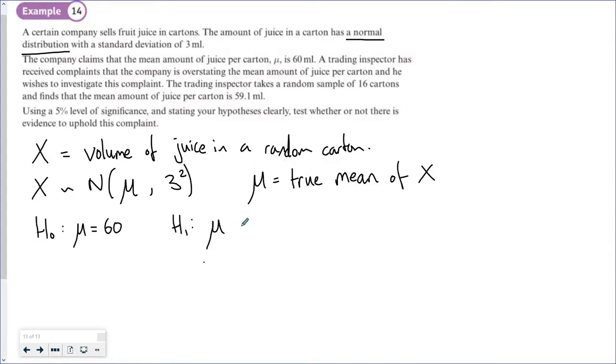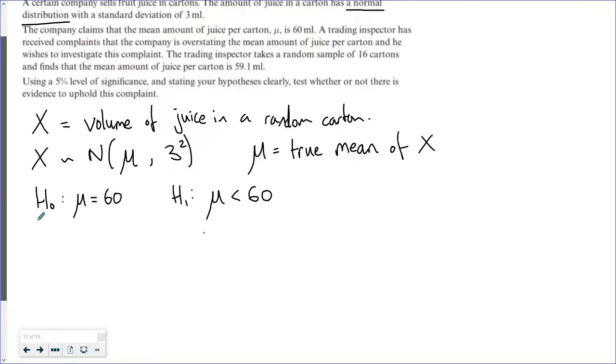So the inspector thinks that the company is saying that the true mean is higher than it actually is. So the inspector thinks that the true mean is actually less than 60. So you're getting less in your carton than you're paying for. Well, the data that we've got to try and support this is the inspector's taken a sample of 16. So we've got a sample of 16 cartons.